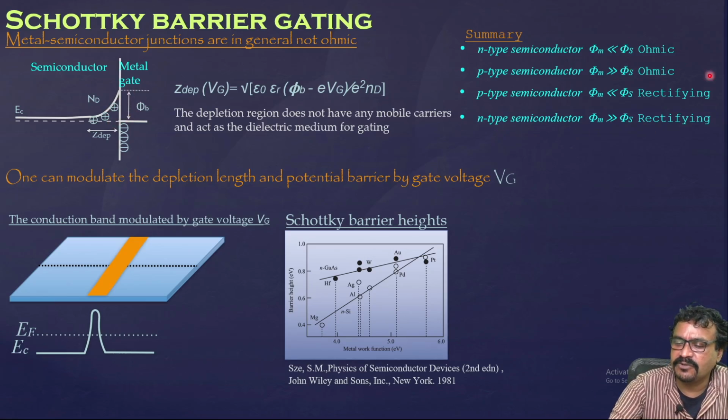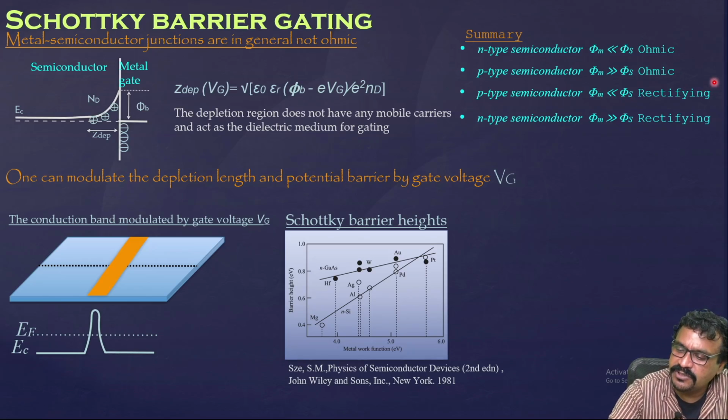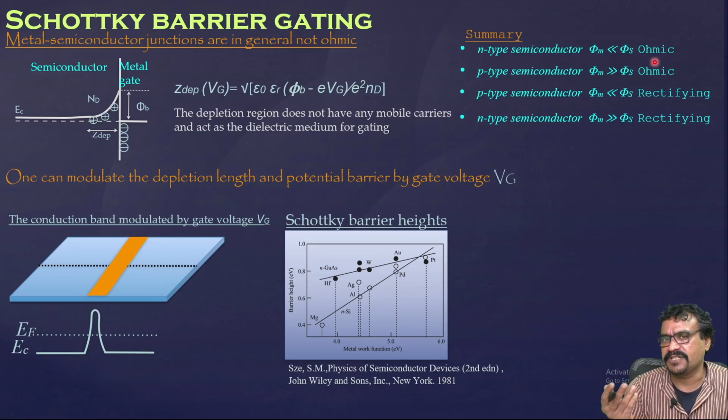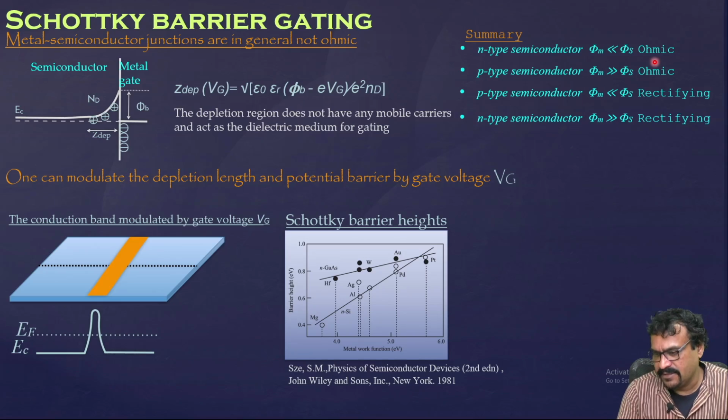you can use these as rules of thumb. An n-type semiconductor with a metal work function more than that of the semiconductor will be rectifying. That means you get a barrier. Similarly, for a p-type semiconductor, if the metal work function is less than phi s, you get rectifying. So these are the two situations you need if you want to gate it. The conditions for injecting electrons are contrasting. If you want to inject electrons, you need an ohmic contact. If you want to gate, you need a Schottky contact, or rectifying contact.